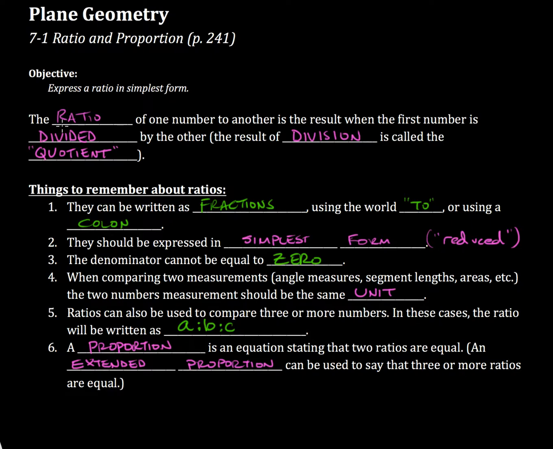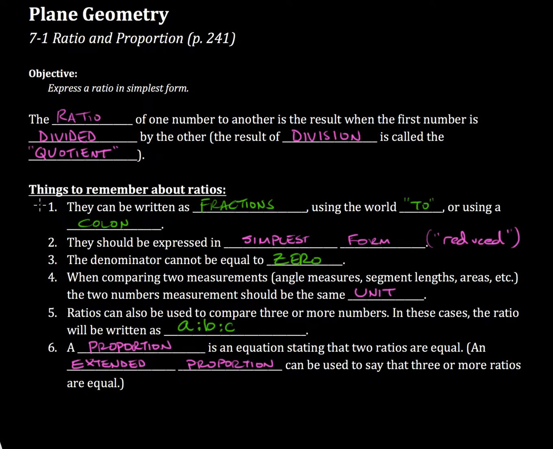First of all, a ratio is just a comparison of one number to another by division. Or another way to say it is the ratio of one number to another is the result when the first number is divided by the other. And just as a reminder, the result of division we call a quotient, right? So adding gives you a sum, subtracting gives you a difference, multiplying gives you a product, dividing gives you a quotient. So the ratio of two numbers is just what you have when you take one number divided by another. Really, that's as simple as it gets.